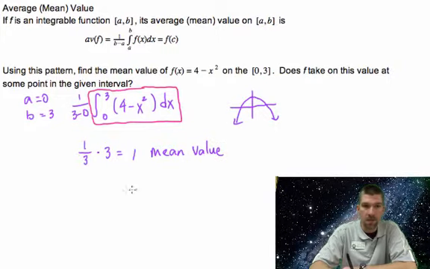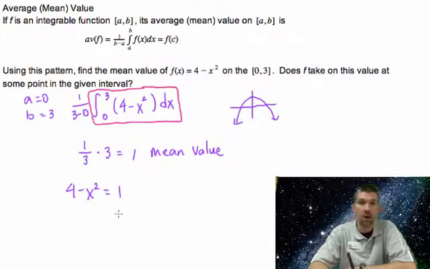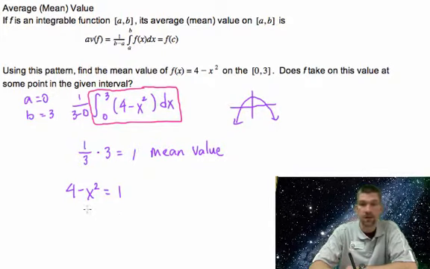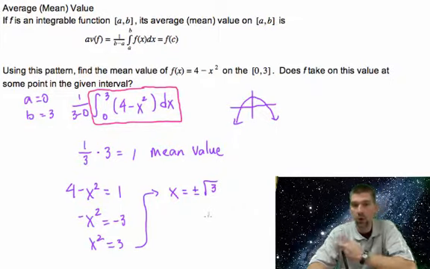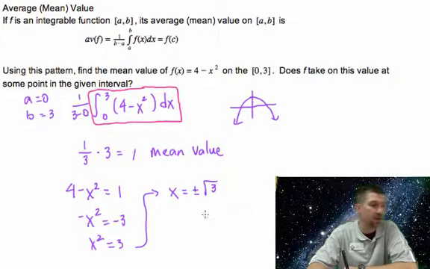So let's do that. We'll take 4 minus x squared equals 1. We want to know, where is this true? Subtract 4 from both sides, and then divide by negative 1 so that x squared equals 3. What we're going to discover is that when x is equal to plus or minus the square root of 3, the function is equal to its mean value.